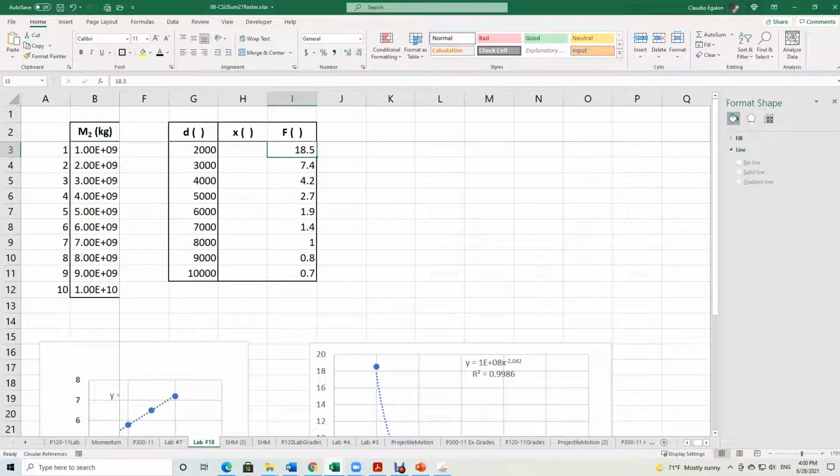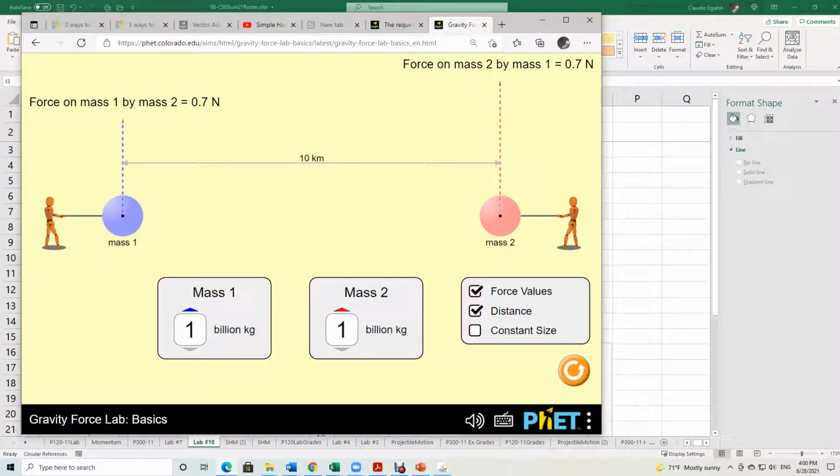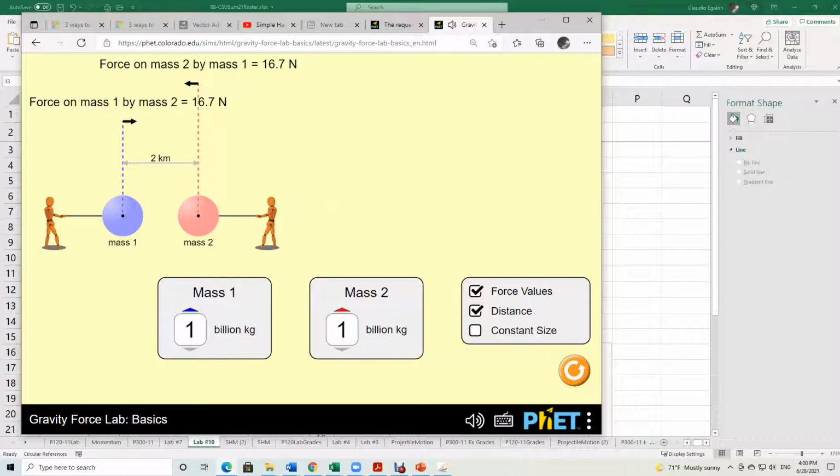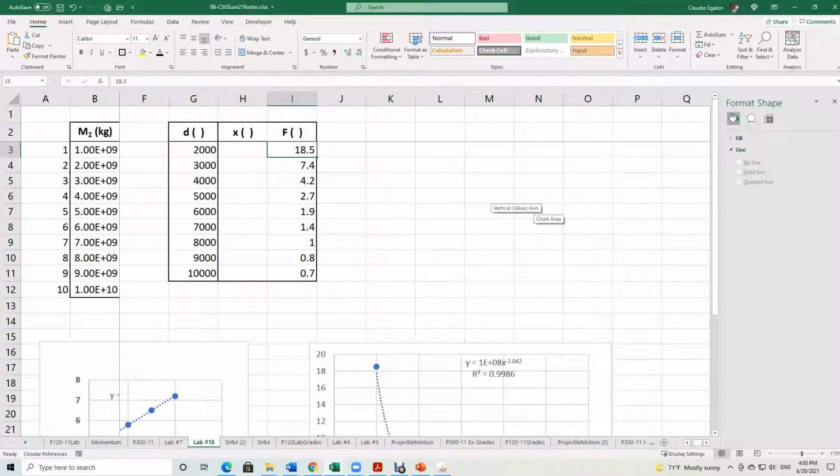Let me go to my simulation. 2,000, 2 kilometers, right? It is 16.7. Did I put 18.5 there? Okay, yeah, 18.5 is for 1.9 kilometers. So it's 16.7. I put 18.5. Okay, thank you.